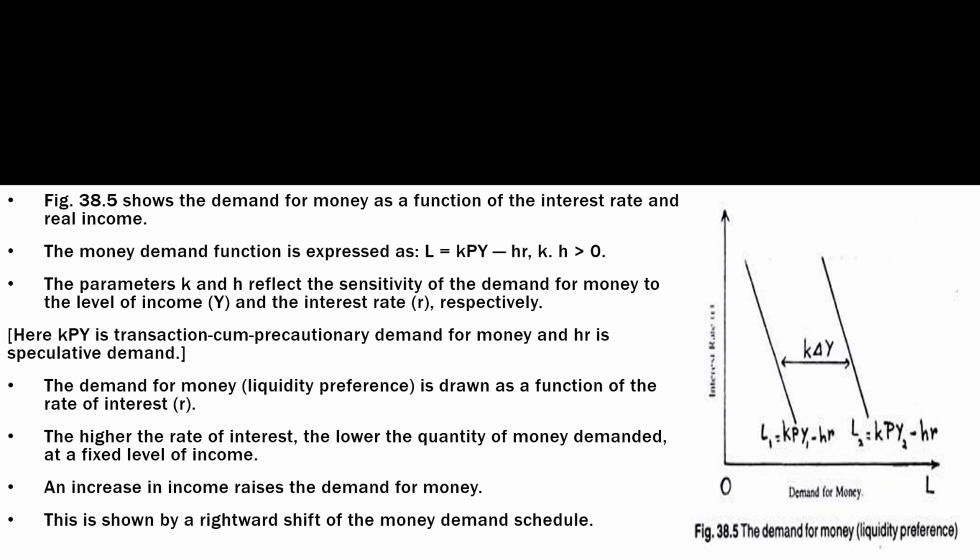Coming back to this concept of LM, the higher the rate of interest, the lower the quantity of money demanded at a fixed level of income. An increase in income would definitely raise the demand for money, and this is shown by the rightward shift of the demand schedule.